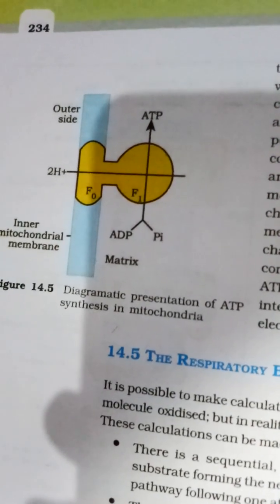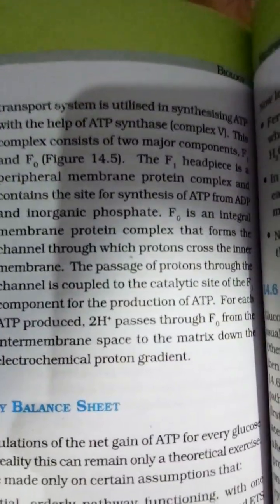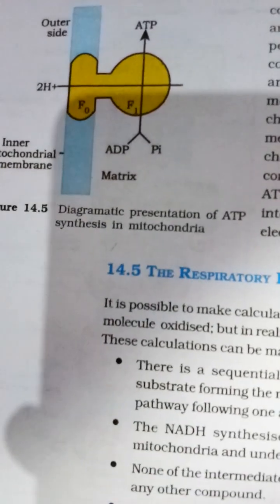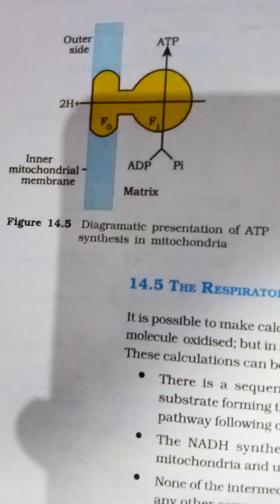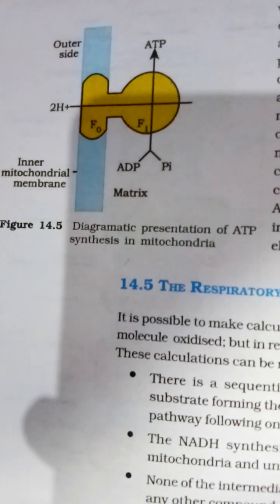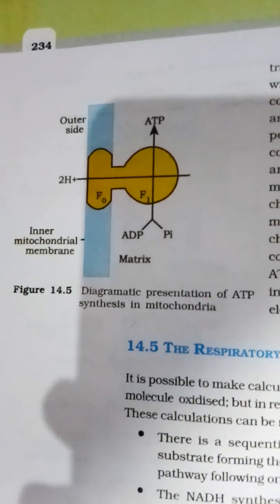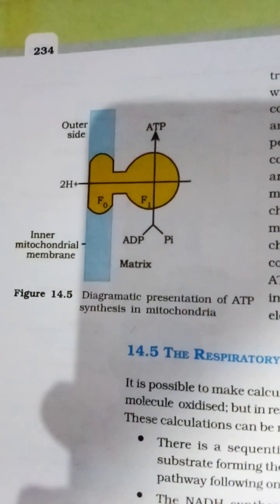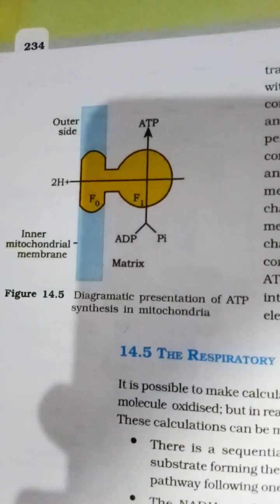the electrochemical proton gradient, which I have discussed here. So next, I will provide you the respiratory balance sheet, and here you will see the diagrammatic presentation of ATP synthesis in mitochondria. So students and aspirants, please go through what I have said and shown for your understanding.